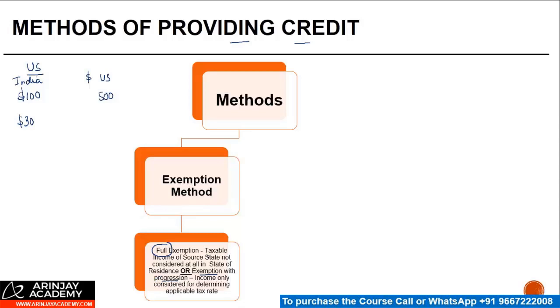In case of full exemption, taxable income of the source state is not considered at all in the state of residence. What this means is, when calculating the US taxable income, they are going to say from India we have zero income, and therefore the total income is $500. This is known as full exemption. You do not include the income at all.